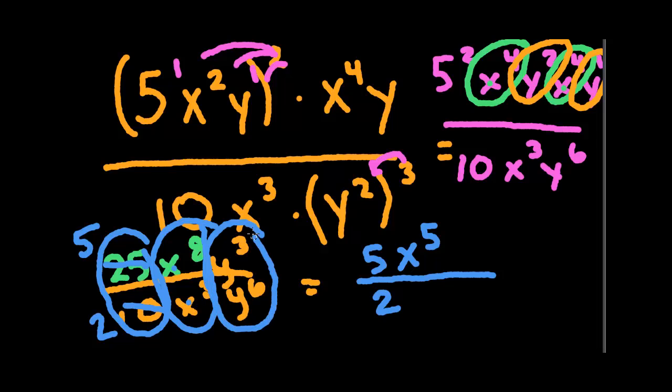Then I'm going to do my y's. I have a y to the 3 and a y to the 6. So I'm going to do 6 minus 3, but the bigger number's on the bottom, so the remainder has to stay on the bottom. So I get y to the 3rd. So my final answer is 5x to the 5th over 2y to the 3rd. Hopefully you got that right.